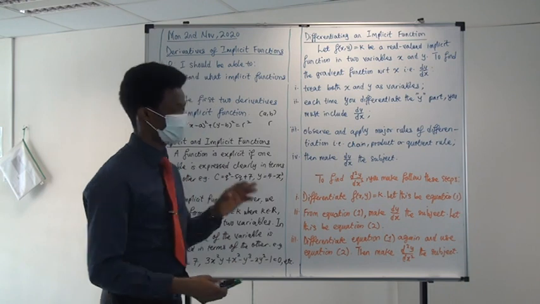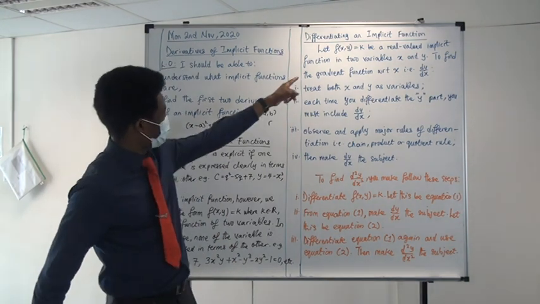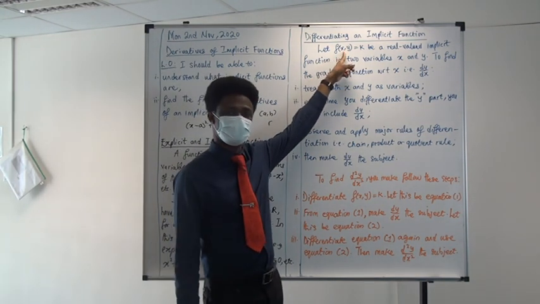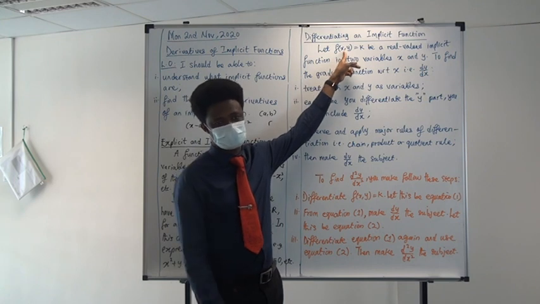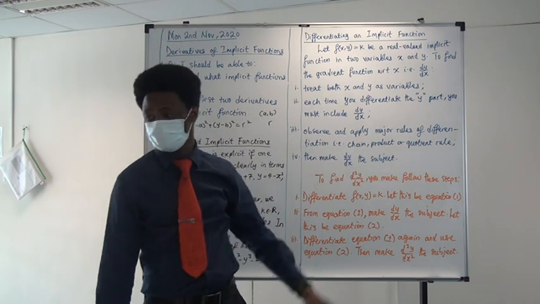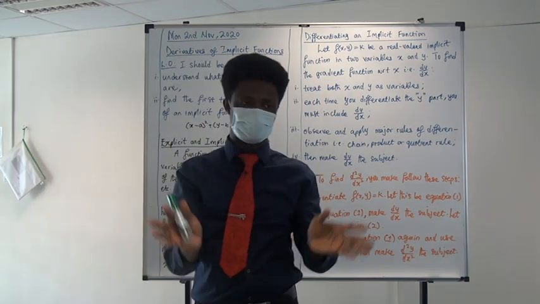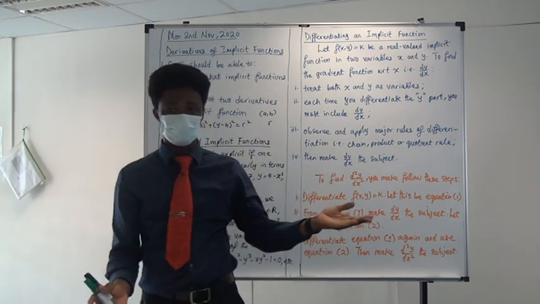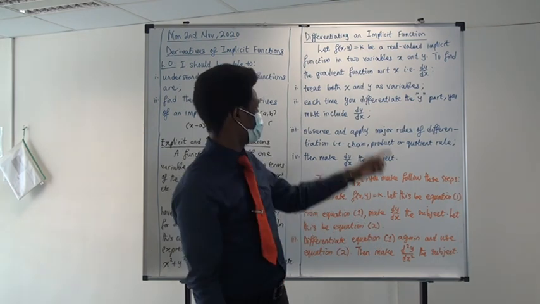Now, to differentiate an implicit function, f of x, y, I write it like this. This is an implicit function in two variables. You can have it in three variables. In two variables because we are dealing with the Cartesian plane, the xy axis. If you are dealing with a three-dimensional plane, it will be xyz.